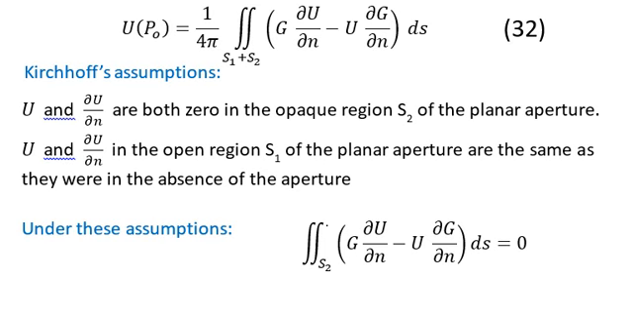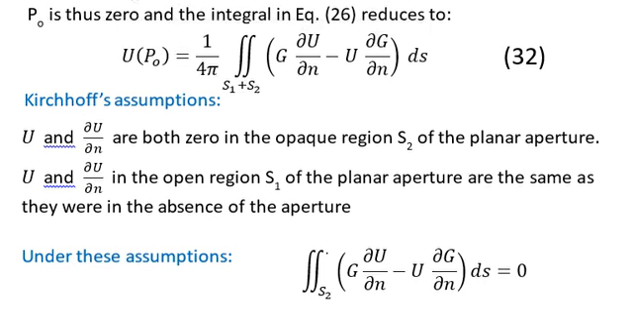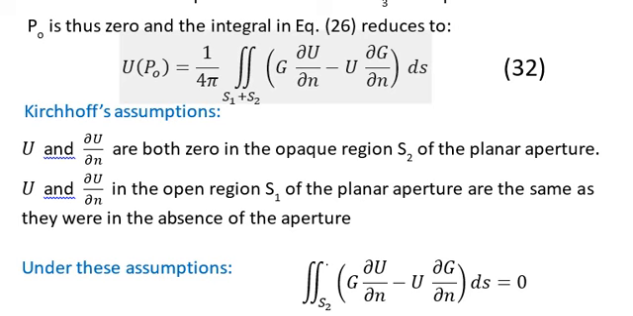One is after the opaque region, that is, u and its partial derivatives both are 0, and after the clear aperture, u and its partial derivative are the same as if the aperture is not present. So you see that under these conditions, if both u and its partial derivatives are 0 with respect to the surface S3, then you put u equal to 0 and the partial derivative of u equal to 0 in equation 32.